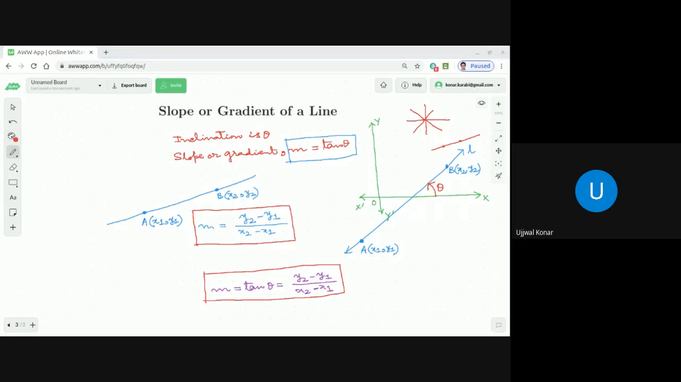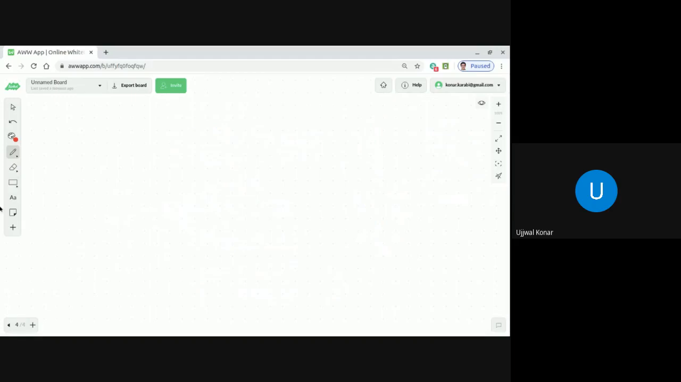Now, dear students, what I'm going to discuss is the transformation, translation and rotation of coordinate axes. The first point I'm going to discuss is the translation of coordinate axes. So what is meant by that? Let us understand first. The topic I'm going to discuss now is the translation and rotation of coordinate axes.